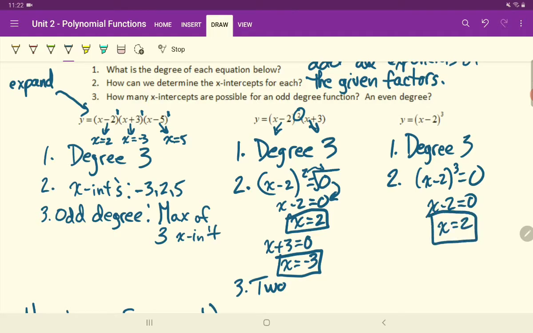There's your x-intercept. Remember, to bring the cube over to the other side, you take the cubed root of 0, which is still just 0. And how many x-intercepts does it have? It clearly only has 1 x-intercept, at 2.